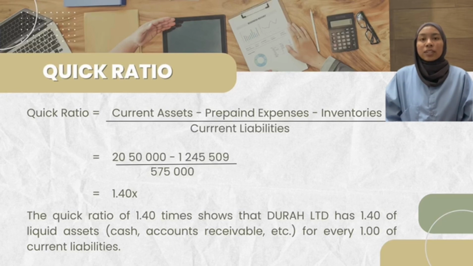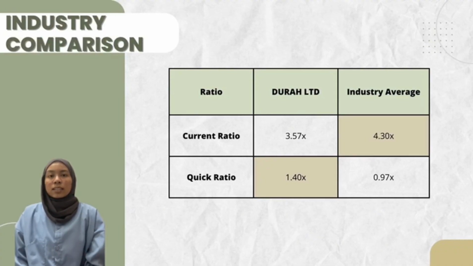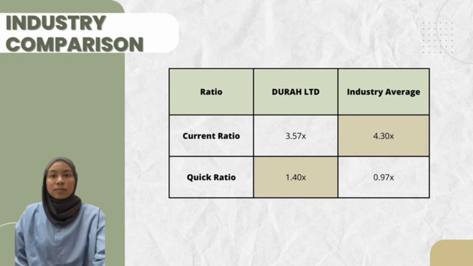This is significantly above the industry average of 0.97, showing excellent liquidity strength and faster access to cash. While DURAH Ltd's current ratio is slightly lower than the industry, its quick ratio is higher, making it a standout performer in terms of true liquidity.